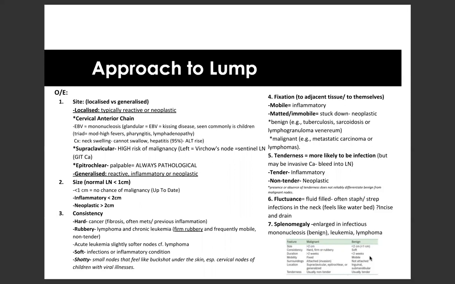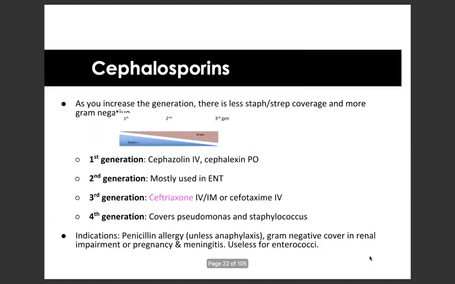For EBV, typically in terms of the lymphadenopathy, it will affect the anterior cervical chain. And signs to make it less likely to be malignant would be small ones, so less than 1 cm. I read up to date, there's no chance of malignancy if it's a small lymph node, so that's reassuring to know. And then non-malignant will tend to be soft, mobile, and tender. So there's just some things you can read when you go home.